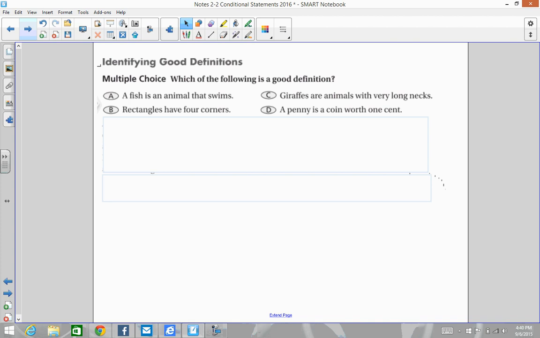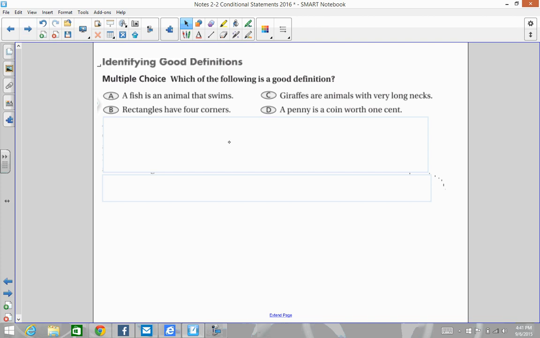All right, so identifying a good definition, which is kind of part of a biconditional. Which of the following is a good definition? A, a fish is an animal that swims. B, rectangles have four corners. C, giraffes are animals with very long necks. And D, a penny is a coin worth 1 cent. So pause the video, pick which one you want, A, B, C, or D. Make sure you can back it up and give a good reason for it. And then start the video back again when you're ready to hear the explanation for this.